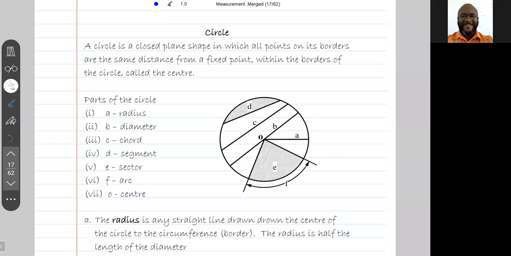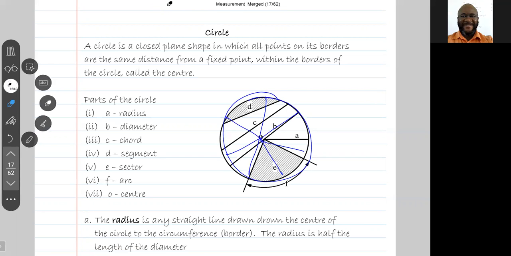All right, so next we're looking at a circle. This says a circle is a closed plane shape in which all points on its borders are the same distance from a fixed point within the border of the circle, which is called the center. So a circle is a flat shape so that every point on the border, called the circumference, is a fixed distance from a point within the circle, which is called the center of the circle.